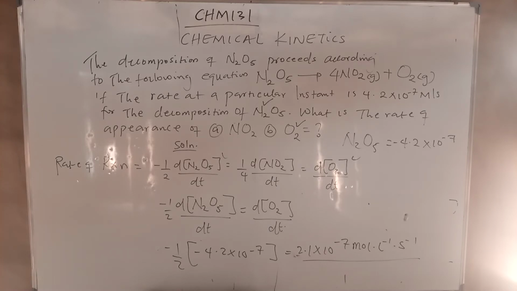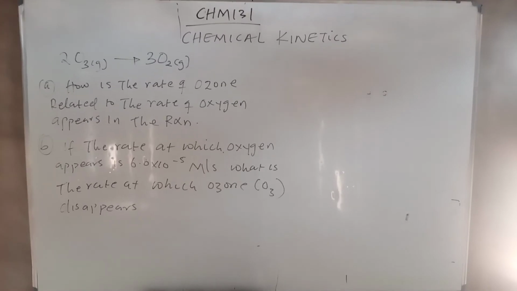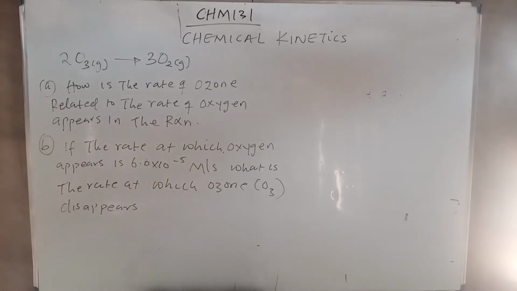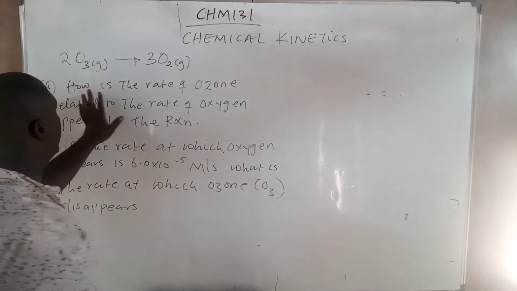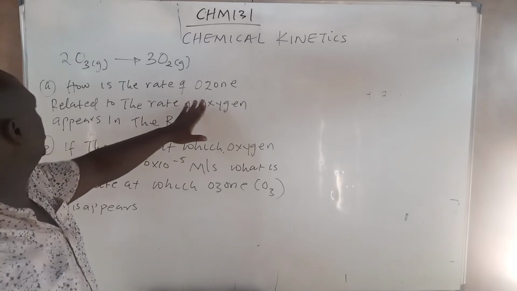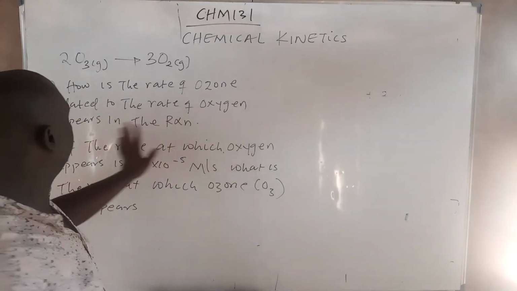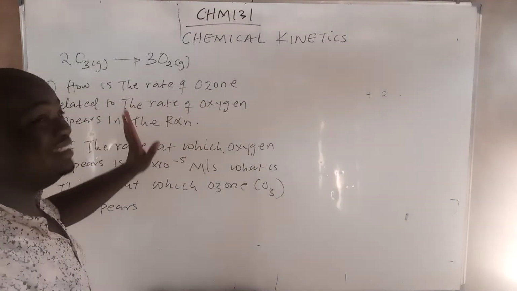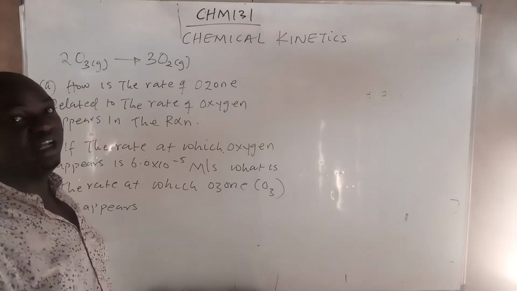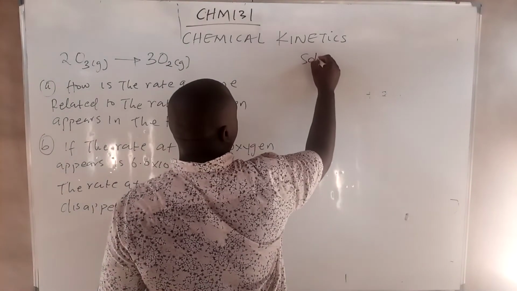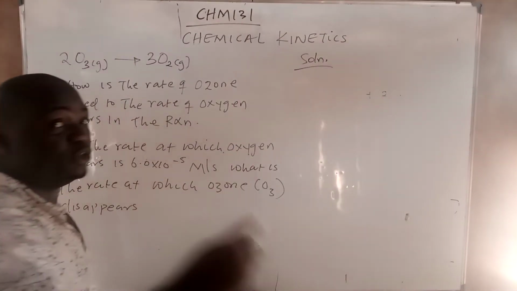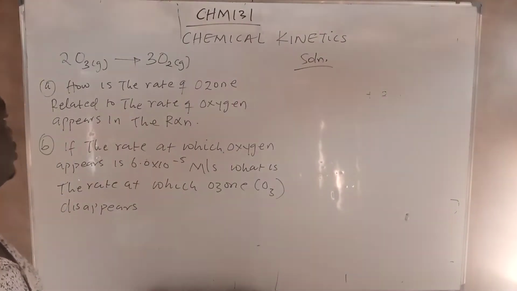Let's go to the next example, please. Now, this example, we have the equation, this to this. Now, question number 1 is, how is the rate of ozone related to the rate of oxygen appearance in the reaction? That means they just want you to get the overall rate of the reaction. And from here, if you want to get the overall rate of the reaction, we have been doing it. Please pause the video and write the overall rate of the reaction.